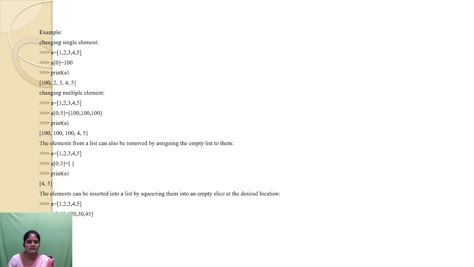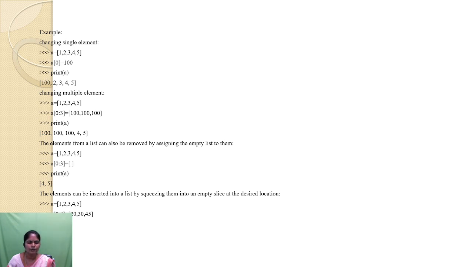If you want to change multiple elements, you do it with the help of the colon operator. Here I include a of 0 colon 3. So 0 colon 3 starts from 0 and ends before 3, which means the answer will produce 100, 100, 100, 4, 5. Likewise it will produce the output.